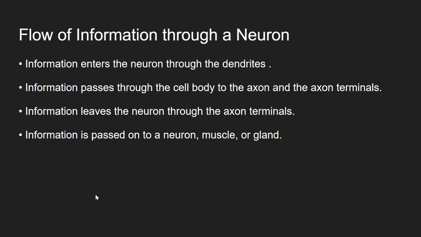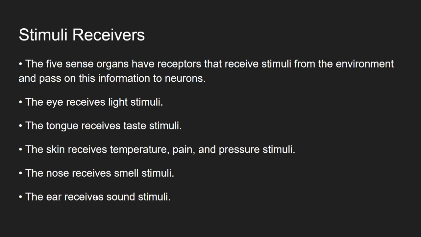Information enters the neuron through the dendrites. Information passes through the cell body to the axon and the axon terminals, and information leaves the neuron through the axon terminals, and it is passed on to a neuron, muscle, or a gland.